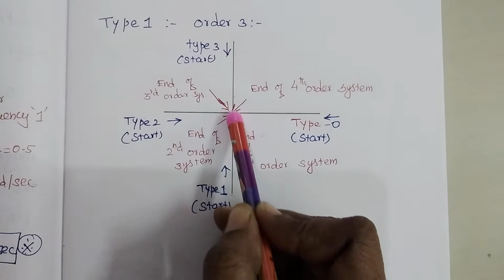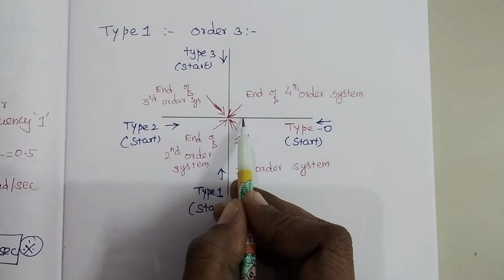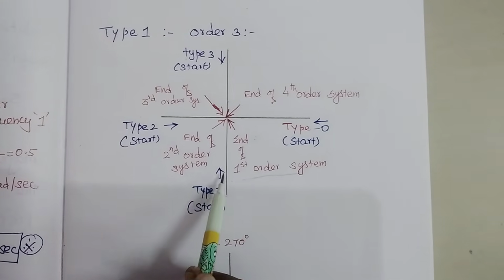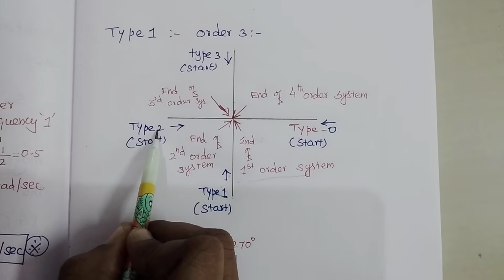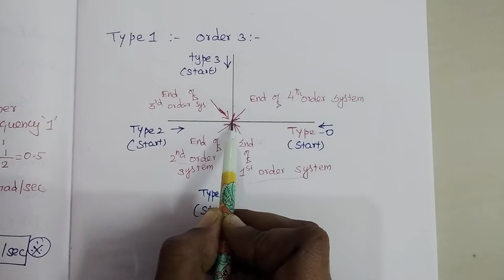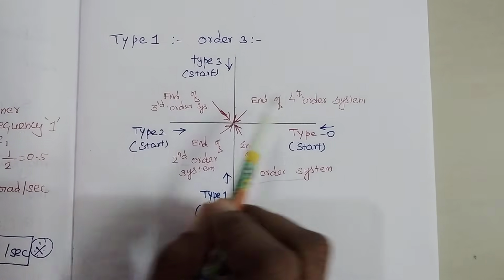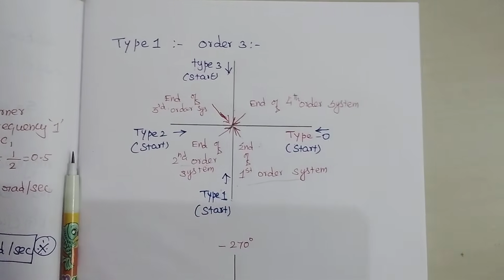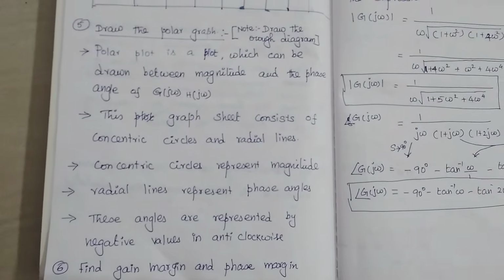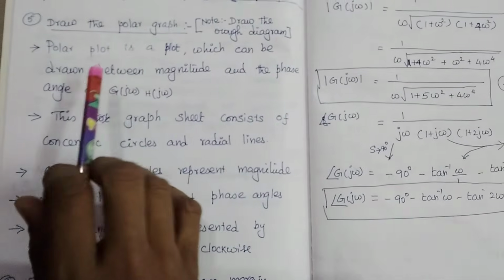Order means this meeting point: in between type 0 and type 1 is a first order system. In between type 1 and type 2 is a second order system. So if it happens to be a second order system, it should end here. Similarly for third and fourth order. Then after drawing the rough diagram, coming back to the actual polar graph.